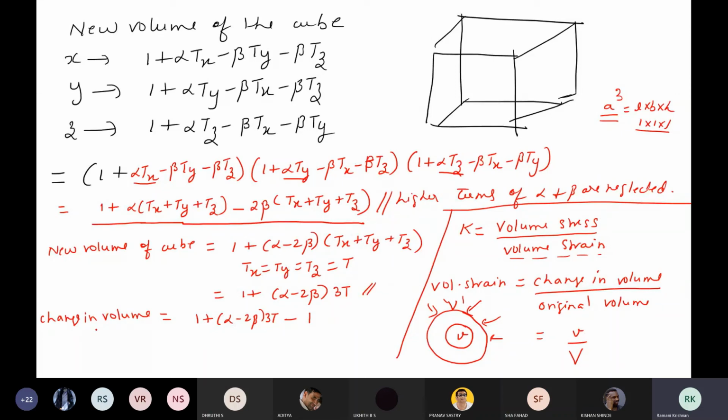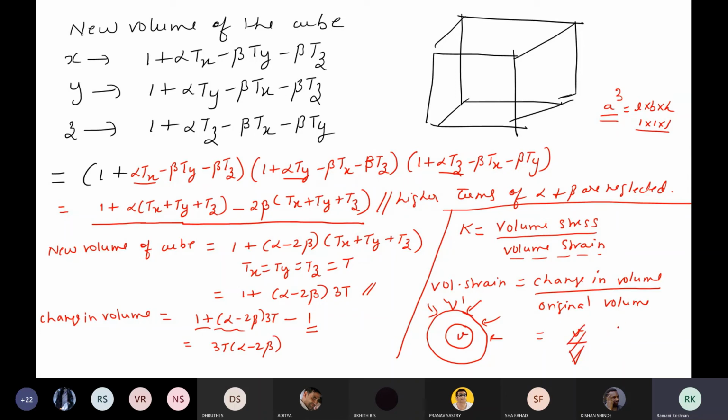And so what is the change in volume? What was the previous volume? Previous volume was 1, unity. Correct? Now the new volume is this. So what is the change in volume? This new volume minus original volume. So I'll get this answer as how much? 3T alpha minus 2 beta. Correct? Change in volume. So I substitute it here. Let us substitute it here.